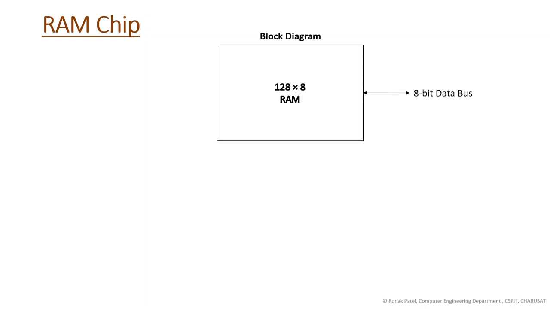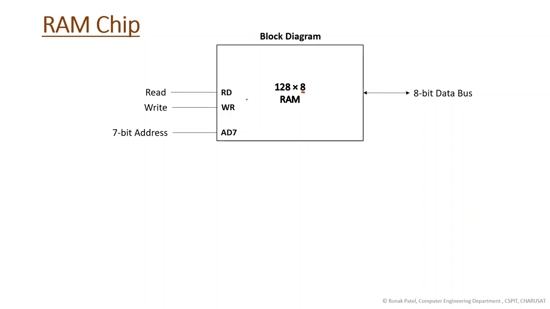Okay, so in the last lecture, what we have covered, we have seen the block diagram of the RAM chip. So this is 128. This shows the data bit, right? And this is one word. So one word size is 8 bits. This shows how many words are there. So there are 128 words. Now to address 128 words, we require a 7-bit address line.